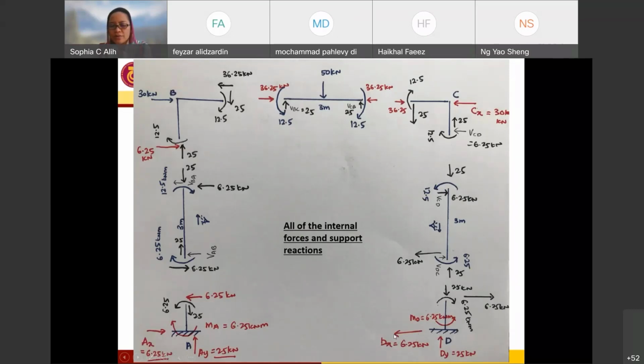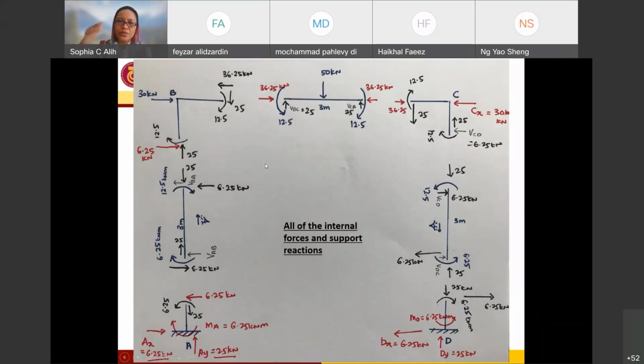We also have a horizontal force acting in this direction, 6.25 kilonewton, and we have a vertical support reaction, Dy, of 25 kilonewton. And for support C, we have a horizontal support reaction, Cx, of 30 kilonewton, acting from here in this direction. So these are all the support reactions that we have already determined.